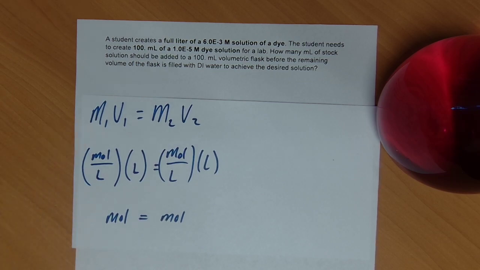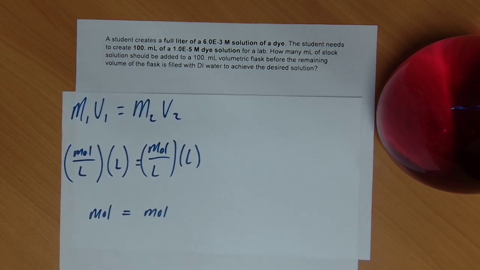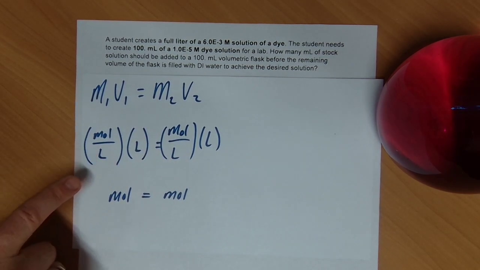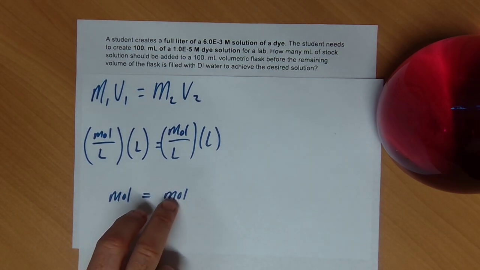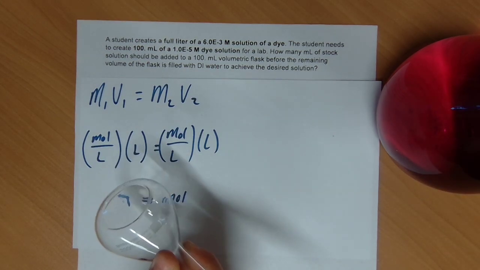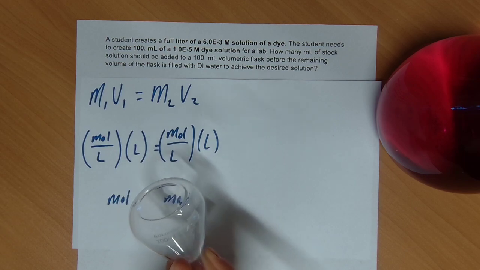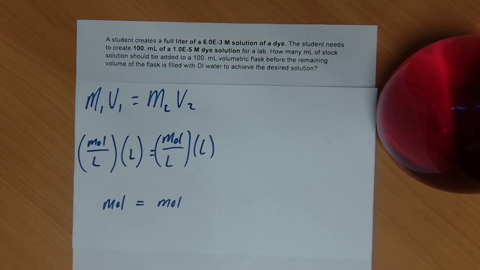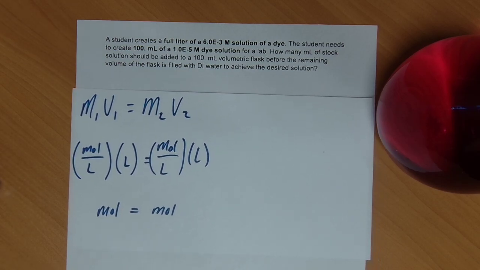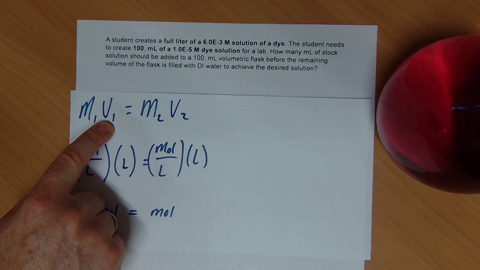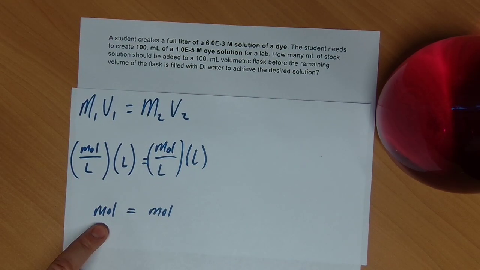So M1V1 equals M2V2. And really what we're doing, and I've discussed this in a different video, if I use these units, liters and molarity is moles per liter, then I just say the moles before is equal to the moles after. So what I'm saying is I'm going to try to deliver a certain number of moles of my dye into this and to be contained in the 100 milliliters. And I need to figure out what volume I need to pull from the stock solution. That's going to be this guy, so that I can deliver that many moles.